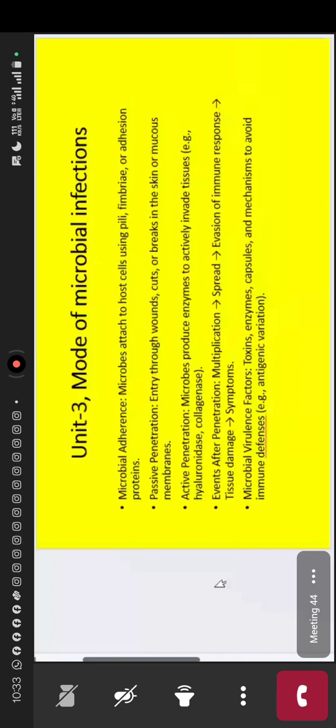The host is the individual who carries the microorganism, right? It is the individual who harbors the pathogenic microorganism, the person who provides shelter and nutrition to the microorganism. The microorganism uses the nutrition and takes shelter from the host, multiplies in number, produces its toxins, enzymes, and capsules, and starts affecting other cells or tissues.